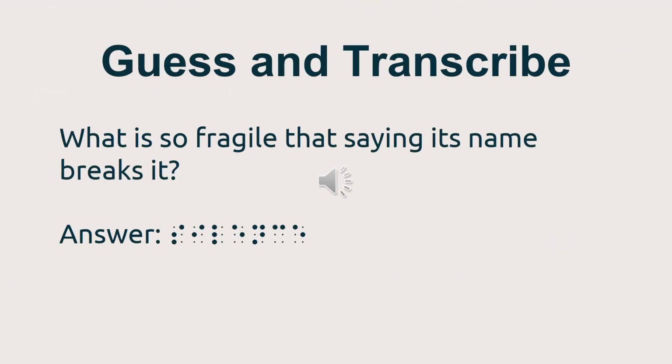Let us continue with our game, Guess and Transcribe. But this time we will use the first 20 letters of the Braille alphabet. Here is the riddle. What is so fragile that saying its name breaks it? You can answer this riddle by transcribing the answer in Braille font. You can also pause the video while transcribing. The correct answer is silence.